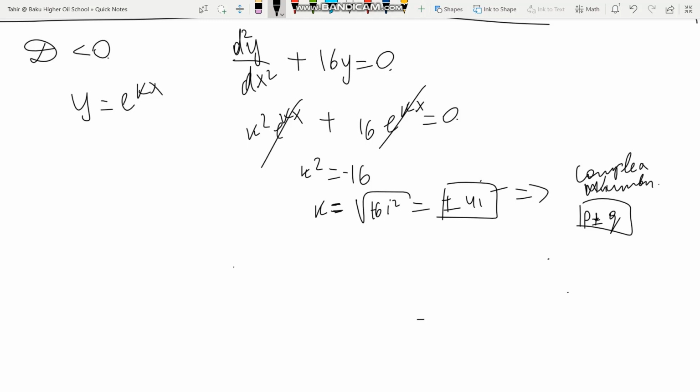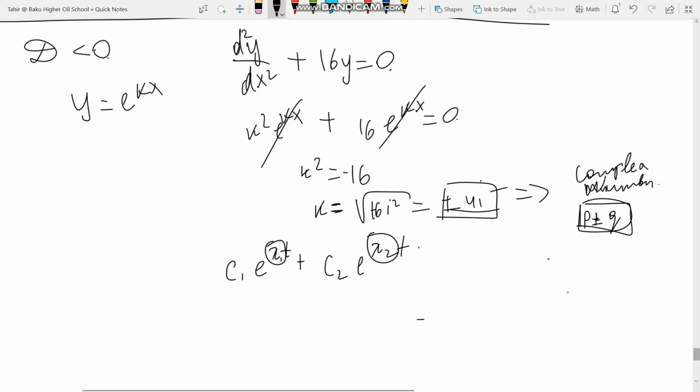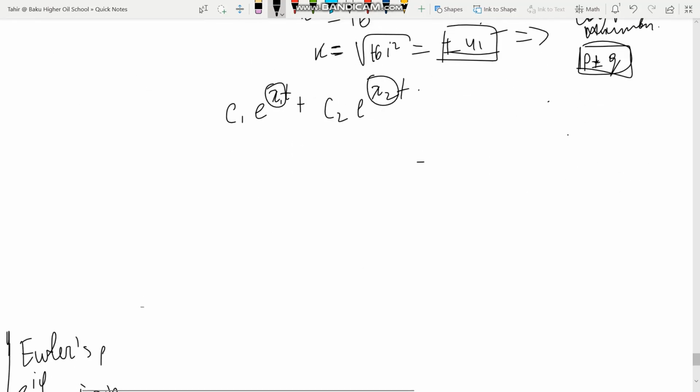Therefore, in the solution C1 e to the power lambda 1 t plus C2 e to the power lambda 2 t, which are the roots of our equation, we will not use this part because we just want to generalize the formula, therefore this value will be used. And let's start. Let's just put this value into the equation.